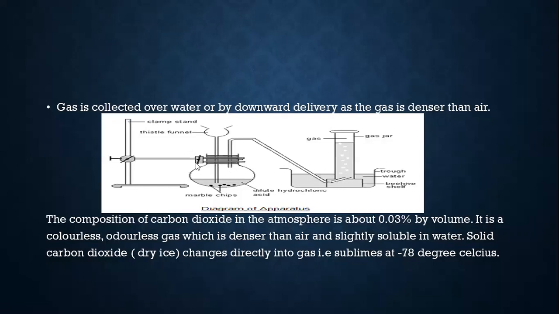Let me go back. What I'm doing is I'm explaining the process of laboratory preparation of carbon dioxide. That's where we are, right? So this diagram is just telling us how carbon dioxide is prepared in the lab. We've looked at it before, that you can prepare carbon dioxide by reacting any dilute acid with calcium carbonate.